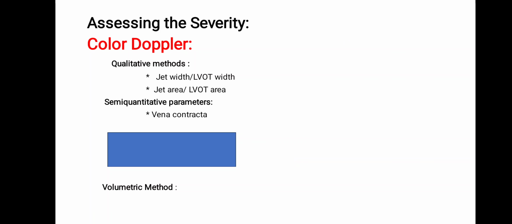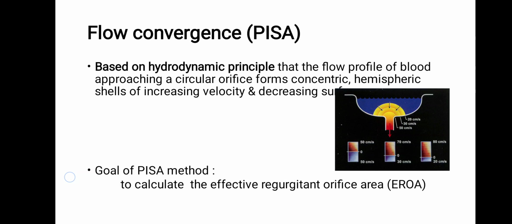Then coming to the quantitative method, the PISA method. That is the flow convergence PISA method, based on the hydrodynamic principle that the flow profile of the blood approaching a circular orifice forms concentric hemispheric shells of increasing velocity and decreasing surface area. The goal of the PISA method is to calculate the effective regurgitant orifice area.